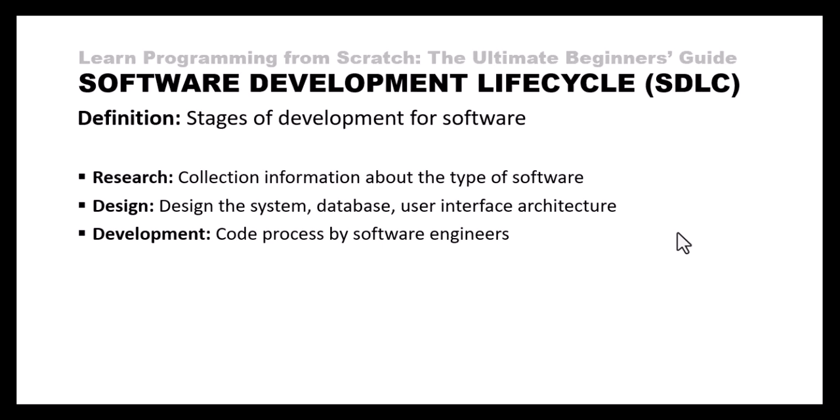So the development. After you've done your research and you have designed, that's when you start your development process. Coding comes after research and design. So the coding process by software engineers begins. At development, now you start writing the code. In design, you even design the algorithm. Then you start developing now.